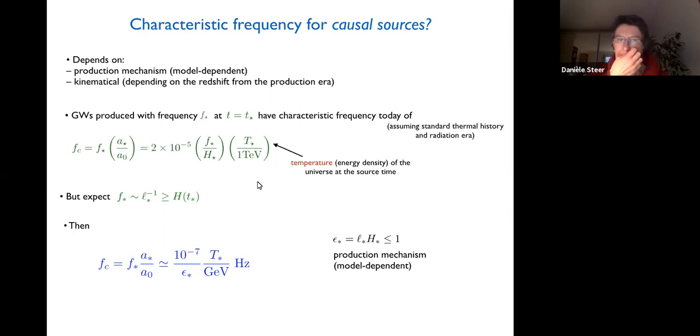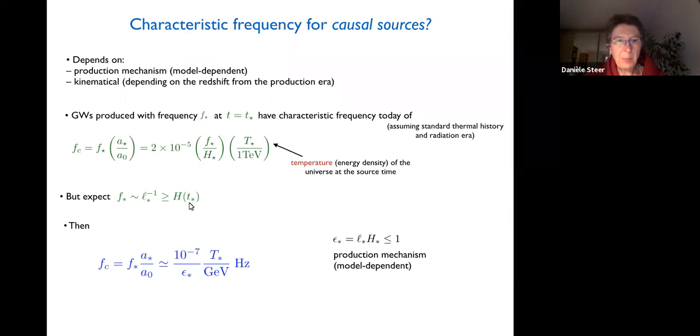Now, what else can we say? The frequency at formation, or the gravitational waves produced with frequency f star at time t star, should typically be of the characteristic size, or 1 over the characteristic size of the source at time, L star. We already saw L star. And we already argued that by causality, L star itself had to be smaller than H inverse. So 1 over L star had to be larger than H at the time t star.